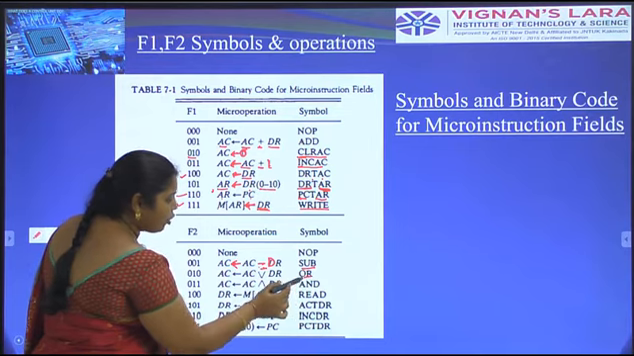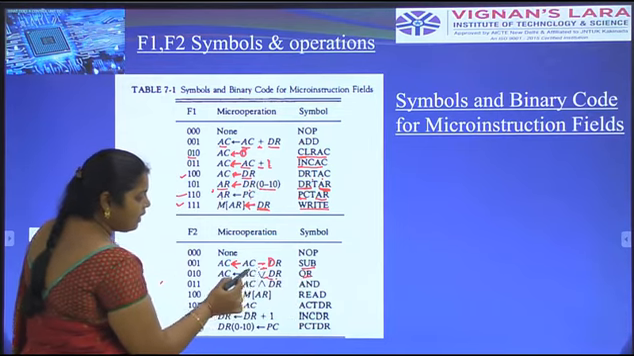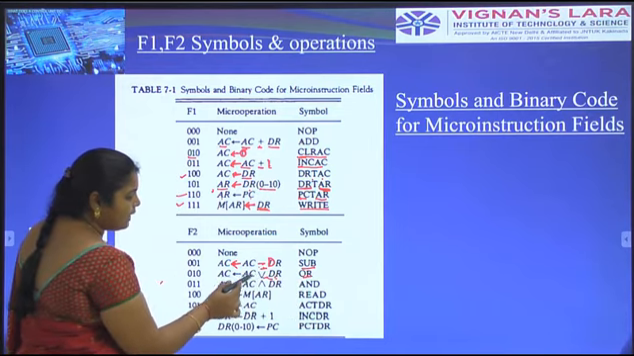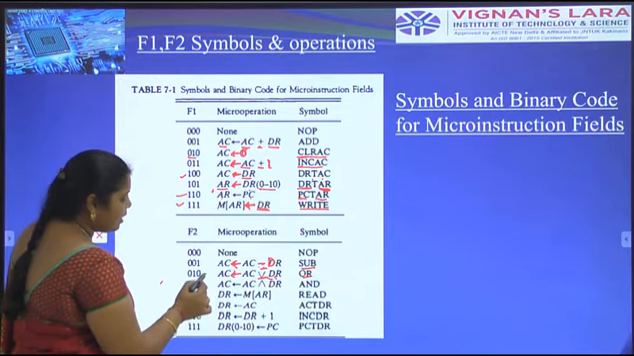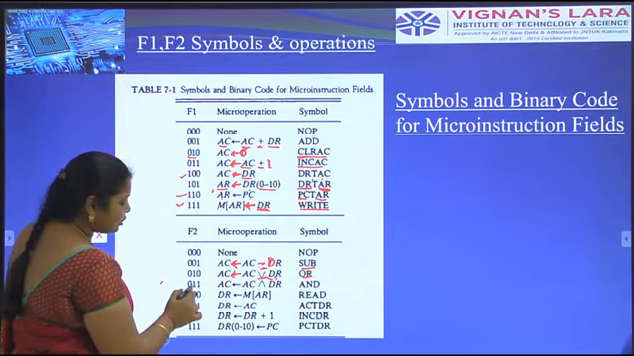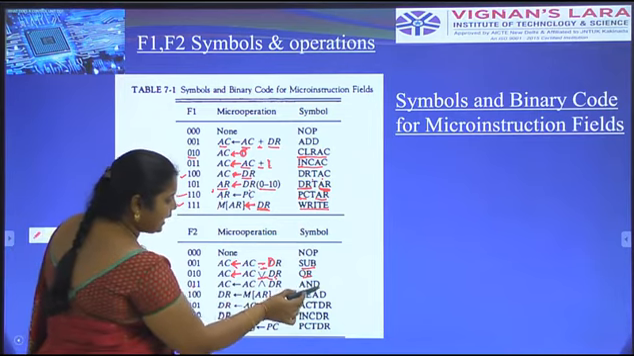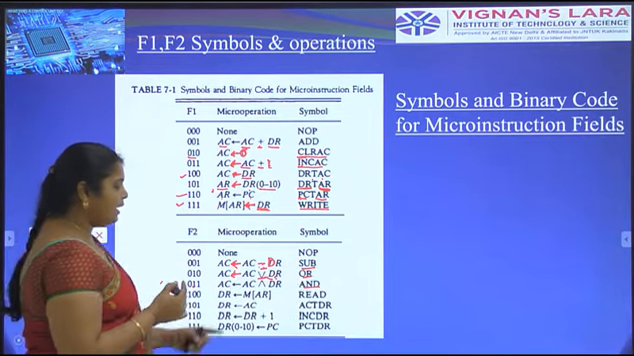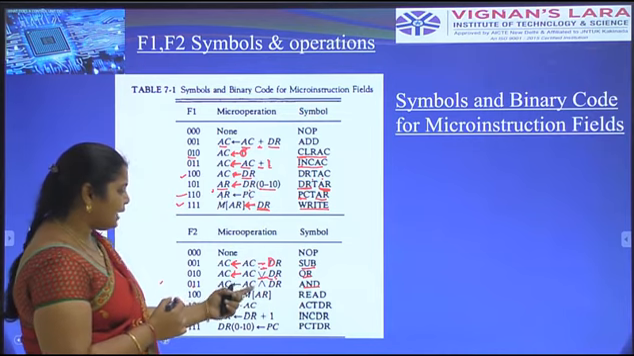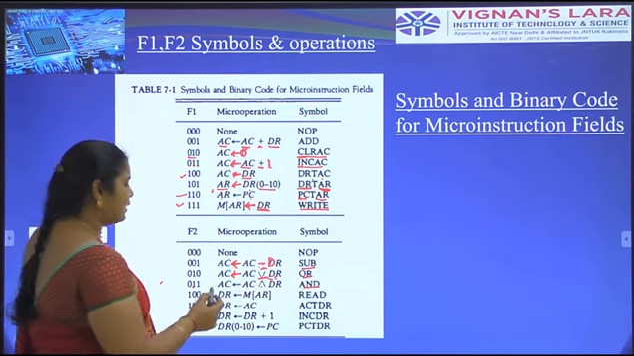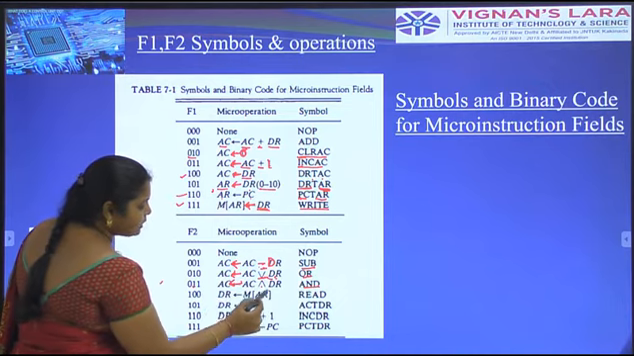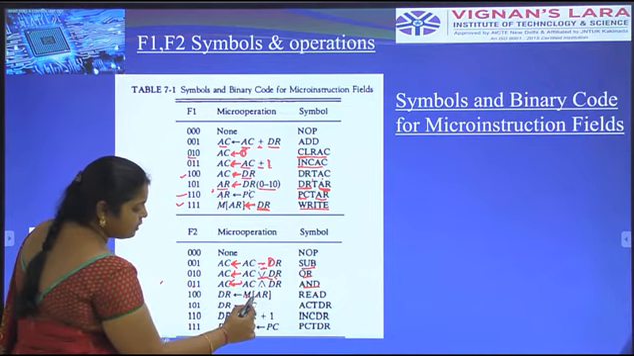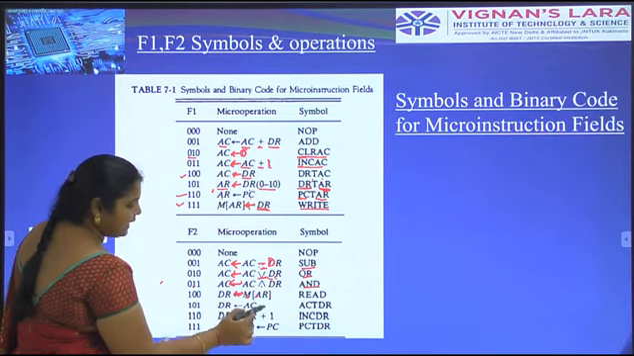Here the OR operation is performed between the data register and accumulator, and that information is transferred to the accumulator. Coming to the third operation, here the AND operation is performed between the data register and accumulator, and the symbol is specified here. This operation result is stored in the accumulator. Here the read operation is performed on the memory of the address register. Read the memory of the address register and the information is stored in the data register.